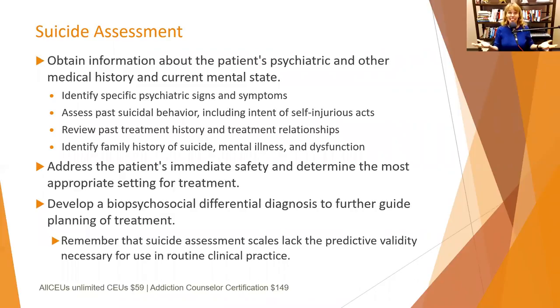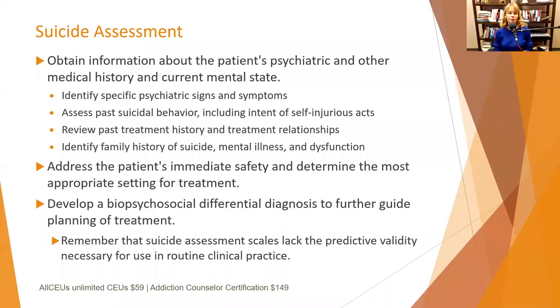Some people accidentally overdose on drugs, and they weren't intending to die. Review past treatment history and treatment relationships to figure out what have you done, what's worked, what hasn't. Are there any treatment relationships or people we can hook you back up with? And identify the family history of suicide, mental illness, and dysfunction, because then you're going to be able to identify some of the contributing factors potentially to the current crisis, but also some of the restorative factors. If you have a parent who has a mental illness, how did they deal with it? What things helped them? So that may give us some clues.